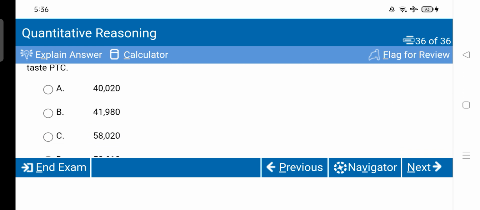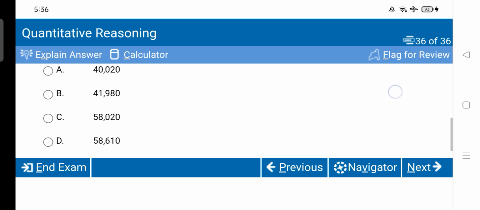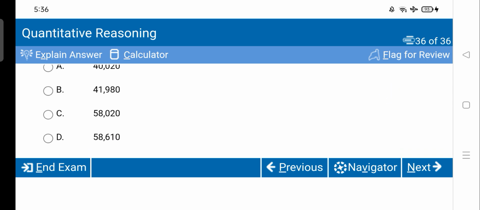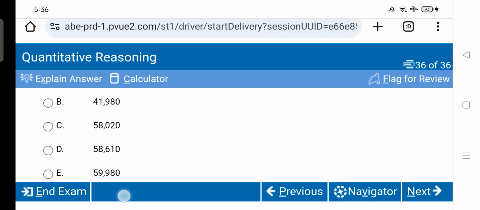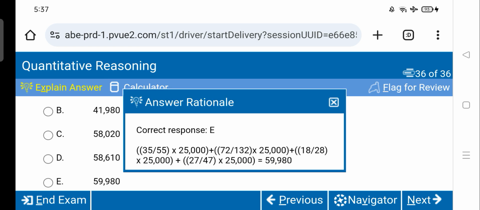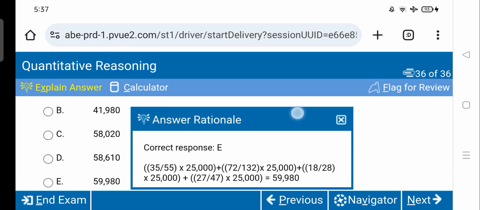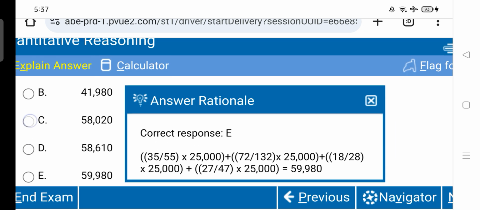Option A, 40,020. Option B, 41,980. Option C, 58,020. Option D, 58,610. Option E is 59,980. So the correct response is option E.